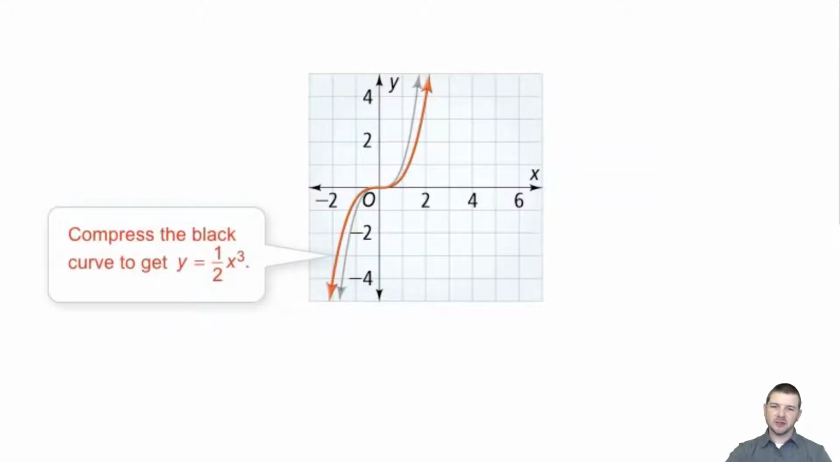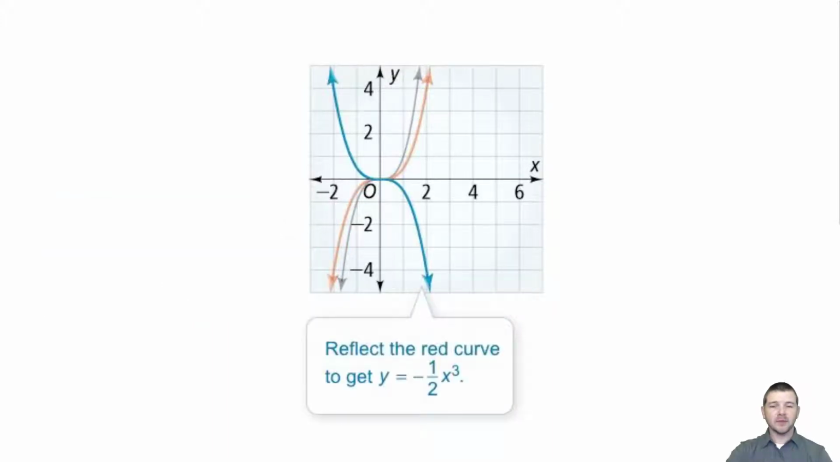First note the parent function is graphed here in gray, and its compression by a factor of 1/2, the equation y equals 1/2 x cubed, shown in orange. Next, we can reflect the orange curve across the x-axis by multiplying our leading coefficient by -1. So y equals -1/2 x cubed.